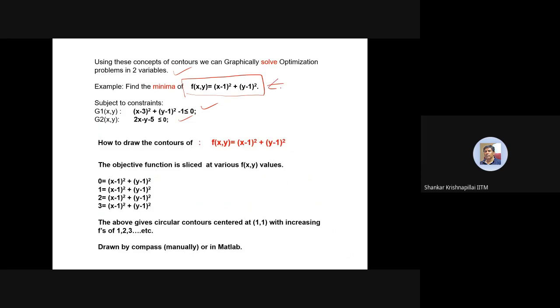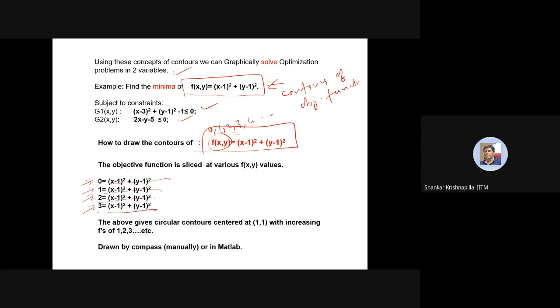Okay. So first you have to draw contours of the objective function. So how to draw contours of the objective function? The objective function has to be sliced at different f values. As you know, f of x, y is equal to this. So you have to put various values of f: 0, 1, 2, 3, 4, etc. So these are the various slices.